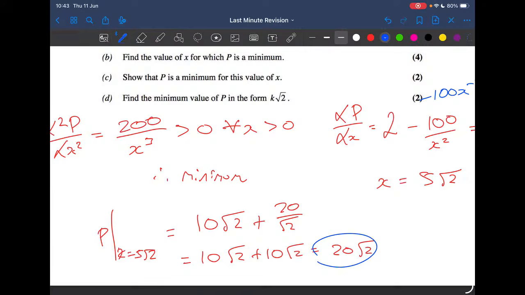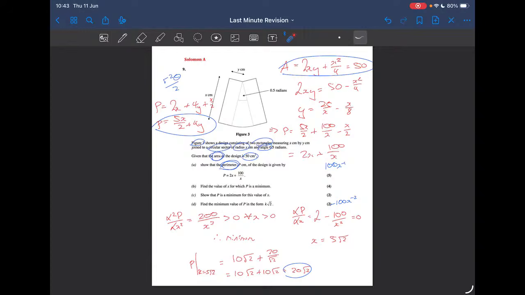Hopefully that's good. Again, method's always right. I might get some numbers just slightly wrong along the way. Yeah, hope that's all good. Hope that all makes sense.